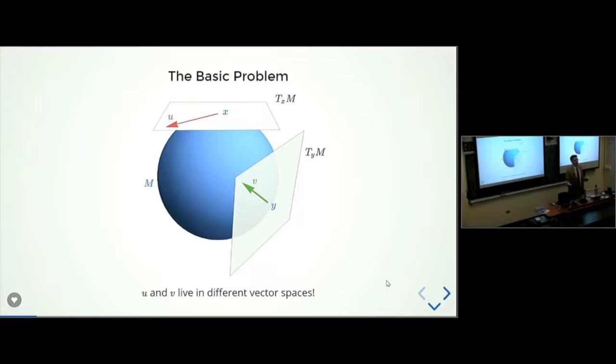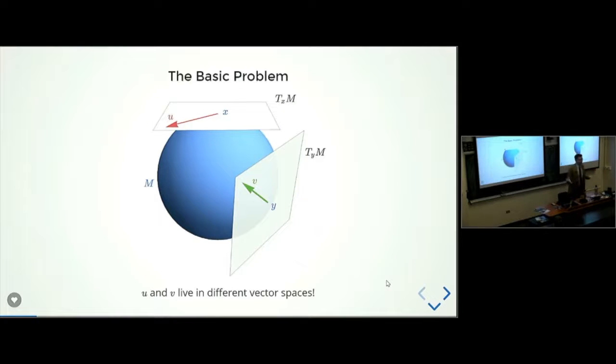Okay, so we want to do calculus. We want to compute rates of change, or compute integrals, or compute lengths of curves, which is just integrating the norm of the vector along the curve. The basic problem in differential geometry is that you want to compute a directional derivative, so you have some difference quotient. You have some vector field, you look at the vector field at this point and at this point, see how different they are, do some difference quotient, and define a directional derivative.